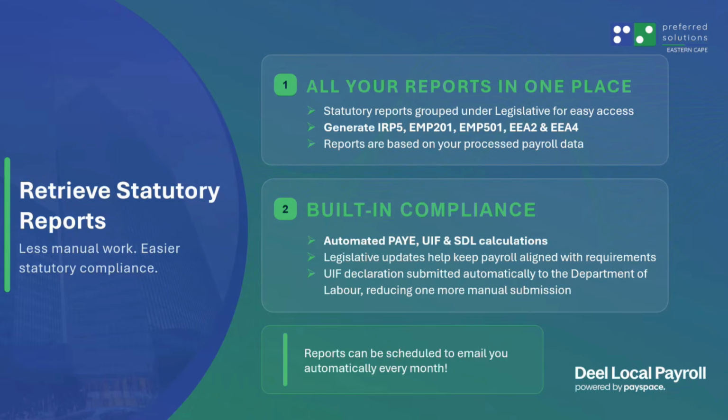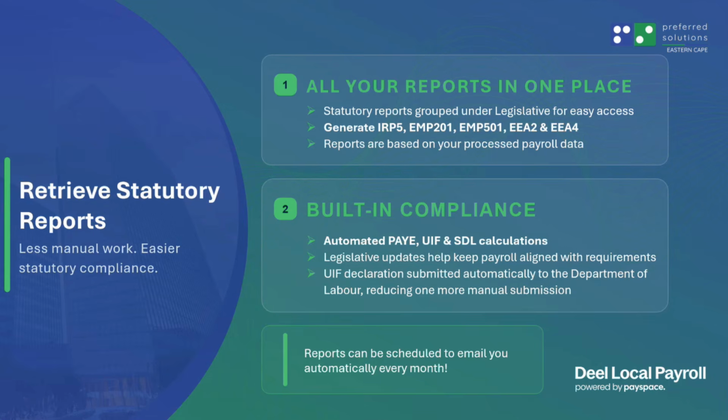Now we've reached stage 7, our second last stage in the payroll cycle. This stage focuses on retrieving the statutory reports, ensuring that all the required legislative and compliance reports are available and ready for submission. Payspace doesn't just calculate your payroll. It also helps automate the compliance process that comes after payroll.